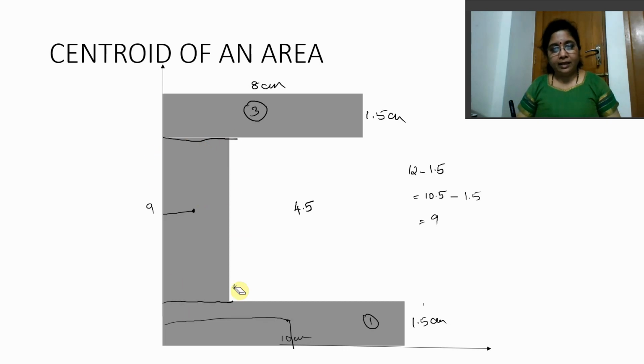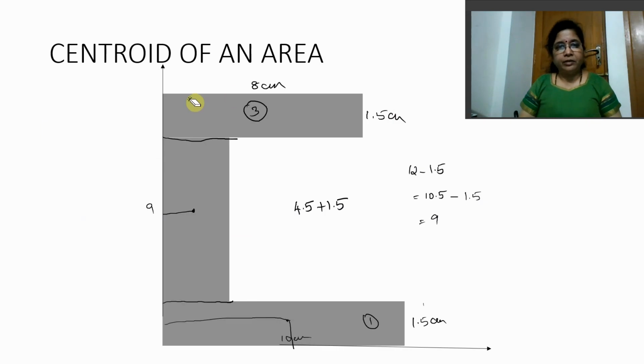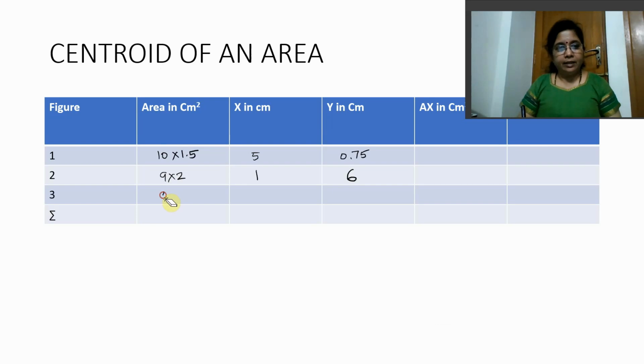We take this area as a standalone. As a standalone, what is the length of it? It is 9 centimeter. What is half of it? 4.5. What is the y coordinate of it? You must add the 1.5 before it. So 4.5 plus 1.5 would give you 6. Let us do it for the third figure. You might understand it even better. For the third figure, what is the area? 8 into 1.5. So you will write here 8 into 1.5.